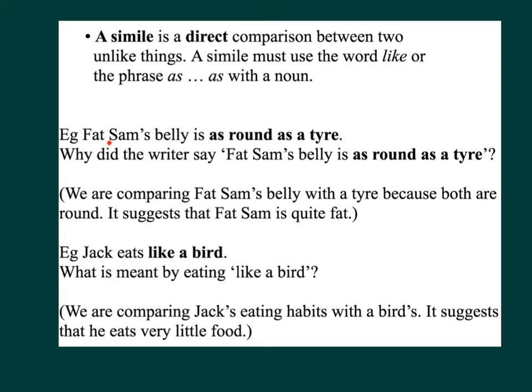For example, Fat Sam's belly is as round as a tire. Why did the writer say Fat Sam's belly is as round as a tire? We are comparing Fat Sam's belly with a tire because both are round. It suggests that Fat Sam is quite fat. For example, Jack eats like a bird. What is meant by eating like a bird? We are comparing Jack's eating habits with a bird's. It suggests that it eats very little food.